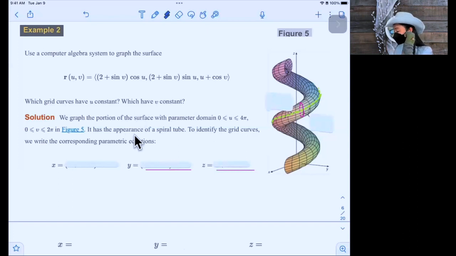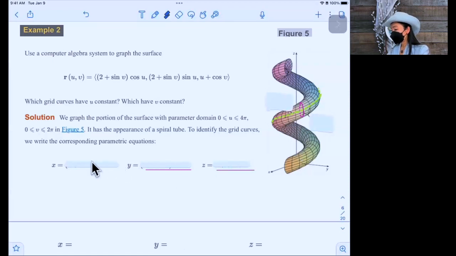So we graph this surface, and this is not the whole surface. We shift u here from 0 to 4 pi, so we have two rotations. Actually, this surface is going to go on forever, up and down, right? And then we shift v from 0 to 2 pi, like this. This one here has the appearance of a spiral tube, kind of like those tubes that you see in the children's playground. How do we identify the grid curves?